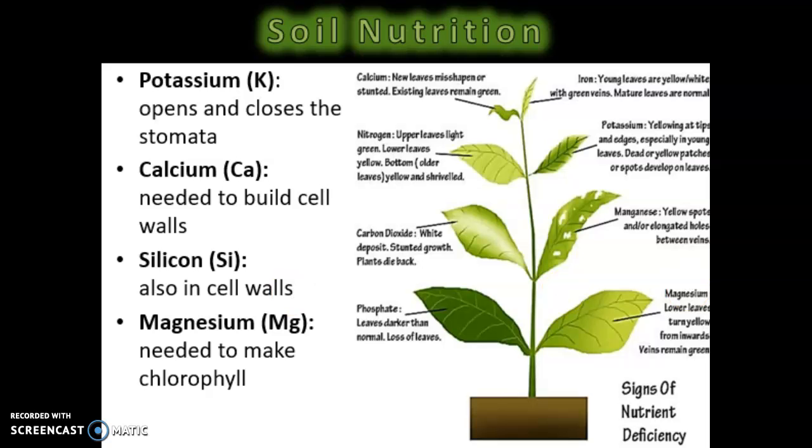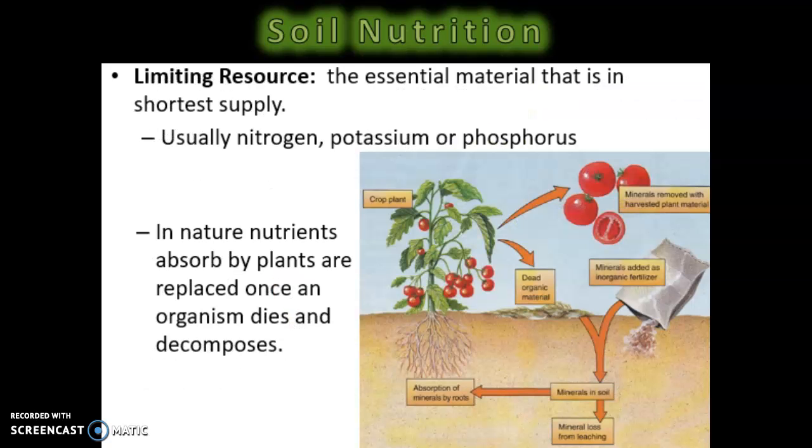Now, there is one last term I wanted to mention today, and this is the idea of a limiting resource. A limiting resource is that one thing that's holding a plant back from growing to its full potential. So it's whatever element, whatever material is going to be in shortest supply for that plant. It's what you run out of first. Usually in the soil, the limiting resource is nitrogen, potassium, or phosphorus. One of those three elements.